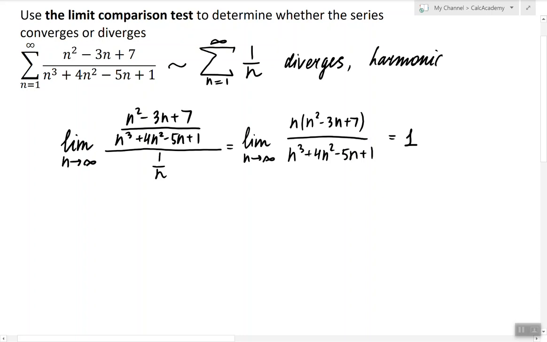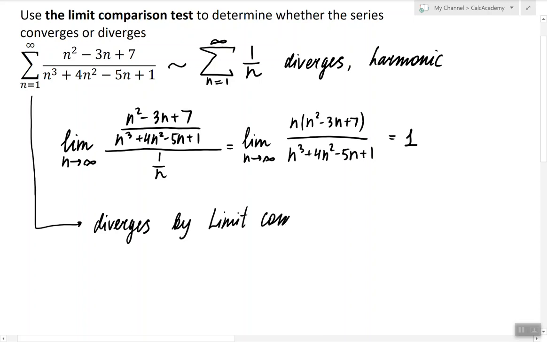So the conclusion is that the original series diverges as well by the limit comparison test.